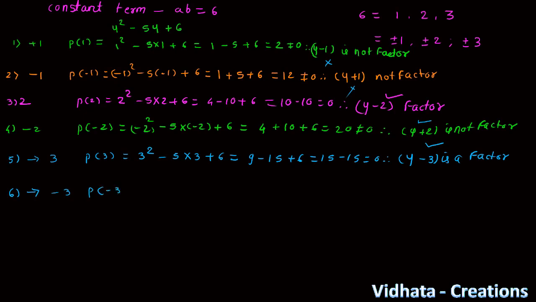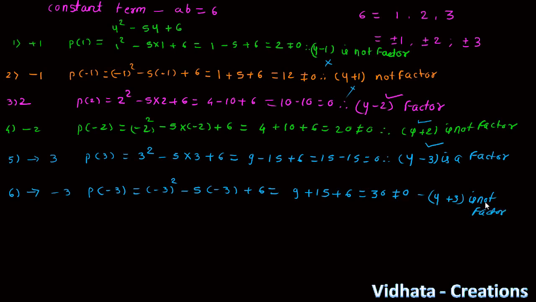If you use p of minus 3, that will give you minus 3 square minus 5 into minus 3 plus 6. Minus 3 square will be 9, minus times minus 5 times 3 is plus 15, and plus 6. All the values are in plus. 9 plus 6 is 15, plus 15 is 30, and is not equal to 0. Therefore, y plus 3 is not a factor.